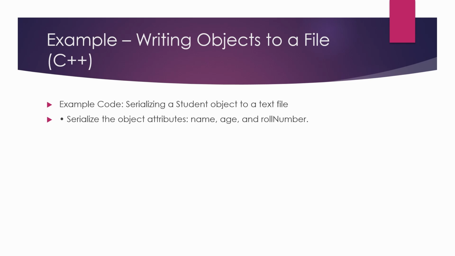Here's an example in C++ of how you can serialize a student object and save it to a text file. We defined a student class with attributes like name, age, and roll number, and then we serialized those attributes to a file using the serialize method.